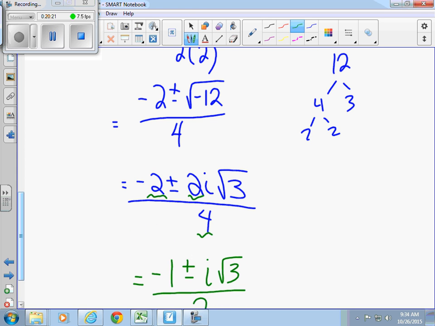Okay, so on the 12, I pulled the 2 out because it has a square root times 2. The square root of that is 2, and left the 3 under. Negative up here.